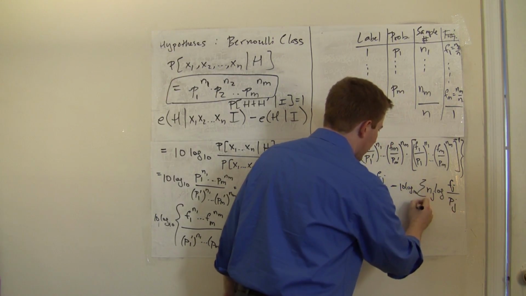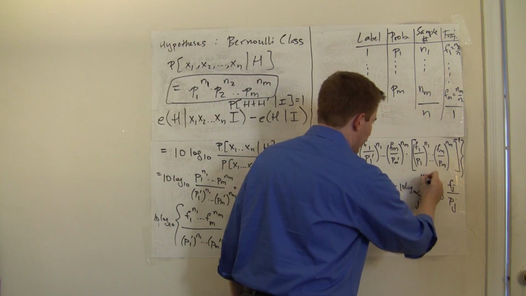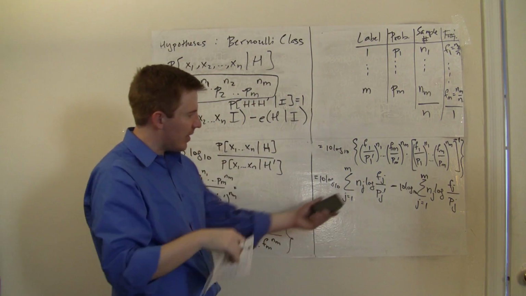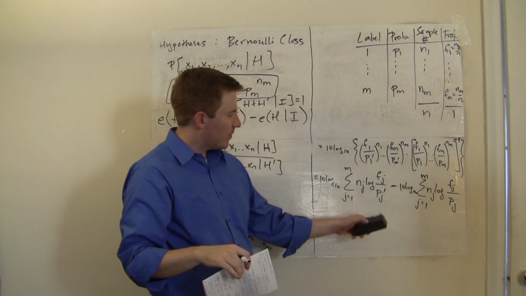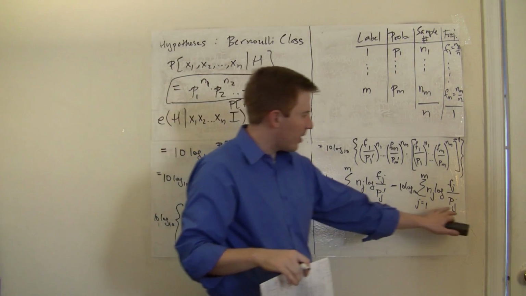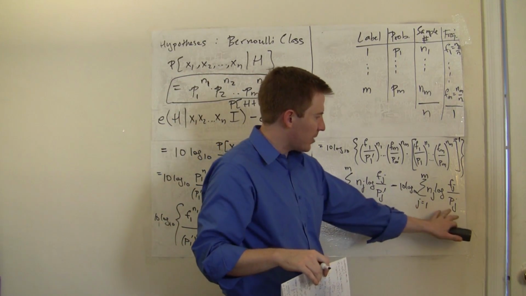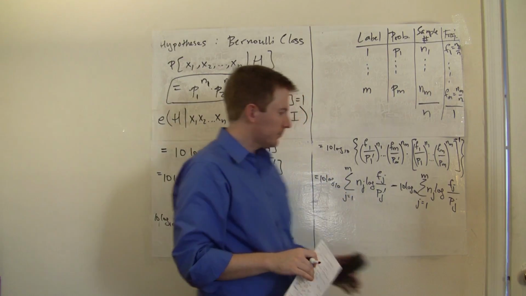This was the whole point of writing it this way: we have this nice-looking expression that depends on the pj primes, and then we have a nice similar, exactly the same kind of expression with pj in there.